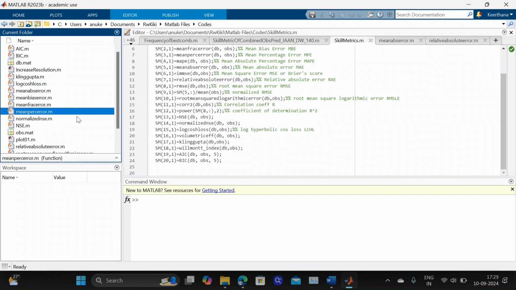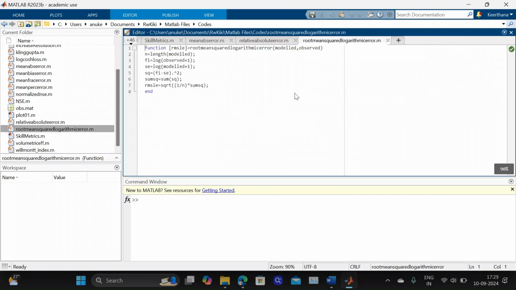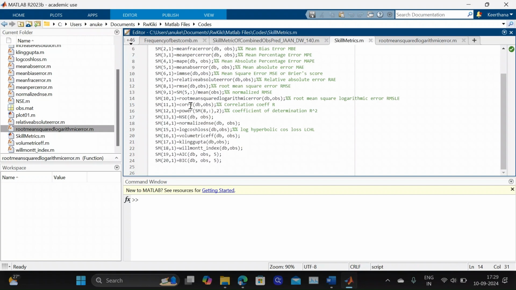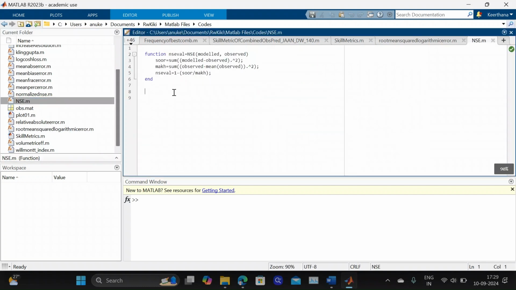Now next is the root mean square logarithmic error. So this is for root mean squared logarithmic error. Now next is the correlation coefficient. You can use corr to find the correlation coefficient, and you can just square it to find the R square value, that is the coefficient of determination. Now for NSE, this is the code for NSE, that is Nash-Sutcliffe Efficiency.